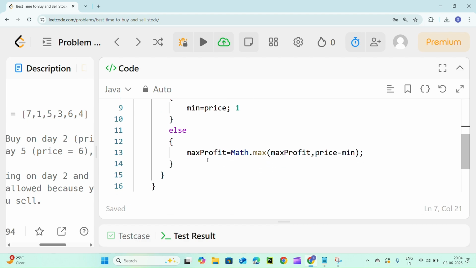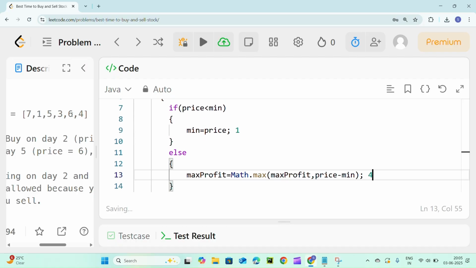False means what happens? It comes to the else block. Here the maximum profit before it is 0, and price minus minimum means, as I said before, 5 minus 1 is 4. So 0 is bigger or 4 is bigger? 4 is bigger. So maximum profit will become 4. Let me write it here. Don't get confused. And the next value will become 3. 3 is less than 1, false. Then it comes to here. Now the maximum profit is 4, and 3 minus 1 is 2. 4 or 2, which is bigger? 4. So the max value will remain the same.